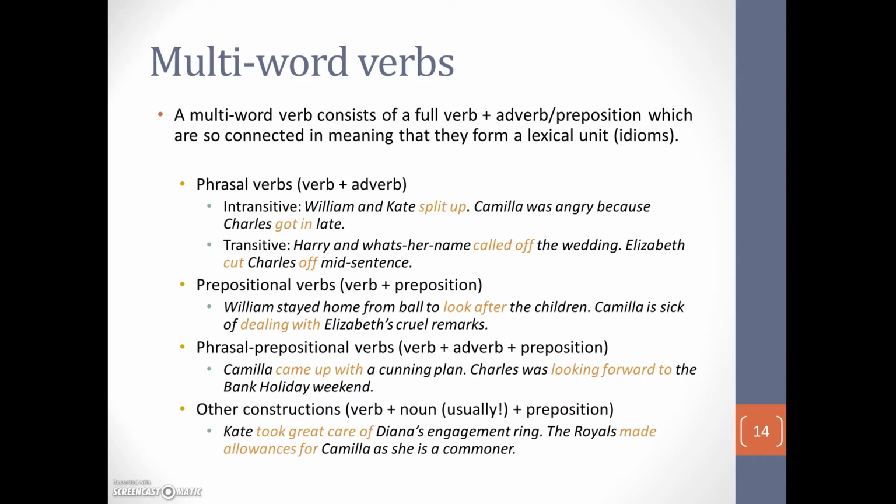And then we can have other constructions, okay? Again, a verb, usually then a noun can occur in these lexical units, and then a preposition as well. So if you take great care of something, that's an example of one of these multi-word verb constructions, okay? Or to make allowances for. So the royals made allowances for Camilla. So made is the verb, all right? Allowances, that's a noun, and then for is a preposition.